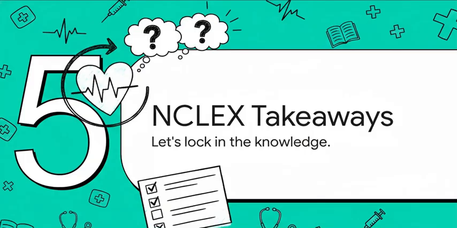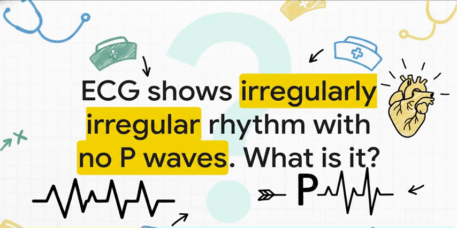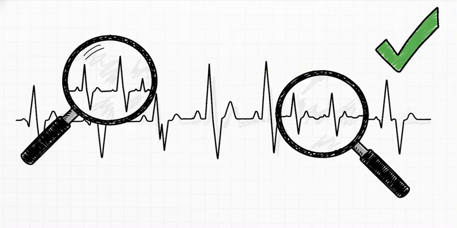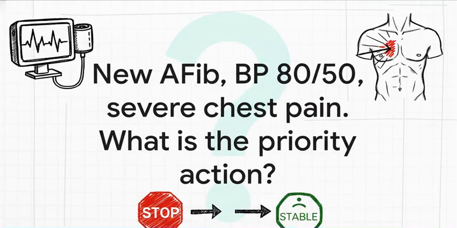All right, you've taken in a lot of information. Let's do a quick drill with a couple of NCLEX-style questions just to make sure you're ready for test day. Okay, take a second and think about this one. What are those two hallmark signs we've been talking about over and over? You got it. It's atrial fibrillation. The two giveaways are right there in the question. Irregularly irregular and no P waves. You totally nailed it.